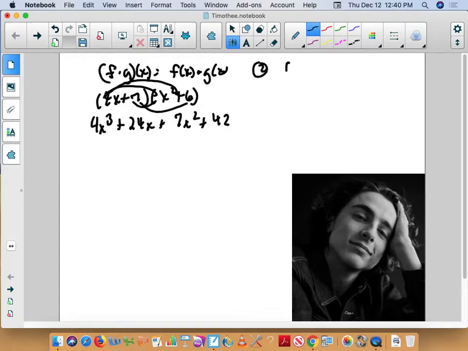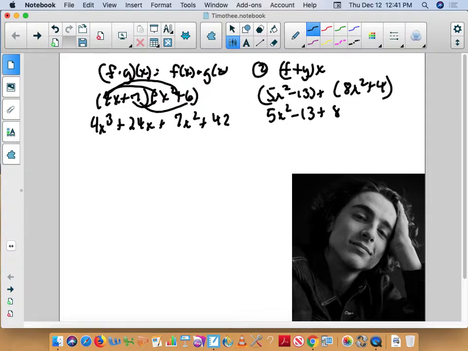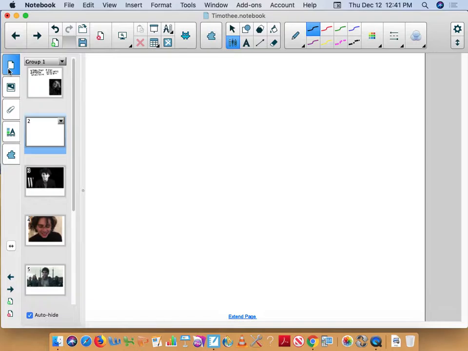2 is f plus g of x. So I have f plus g. You did not have to write it in parentheses. In fact, I'm going to have to get rid of them to move forward. I mean, all that means right now is 5x squared minus 13 plus 8x squared plus 4. Okay? So let's take a minute and talk about something else. I'll come back to that slide in just a minute.